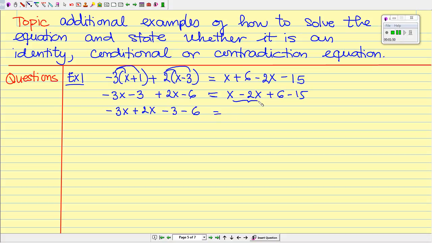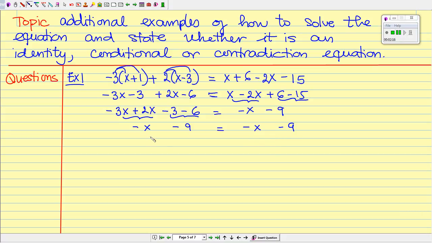Now on the right-hand side, we are going to combine like terms. These two terms, if we combine, we end up with negative x. And these two numbers, if we subtract, we end up with negative 9. We do the same thing on the left-hand side, combine like terms. So we have negative x minus 9. Now you can see that the left-hand side and the right-hand side, the two expressions are exactly the same.